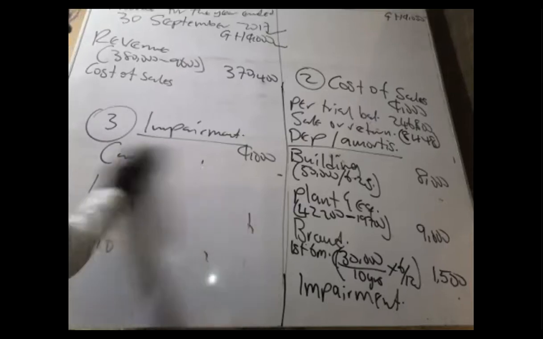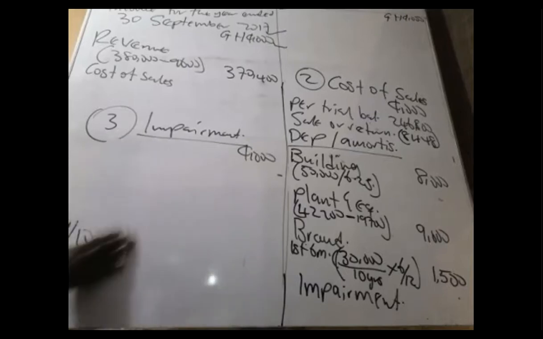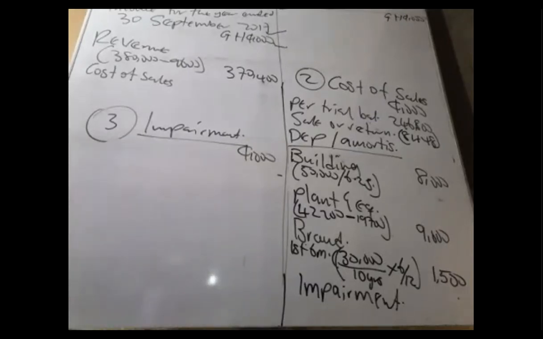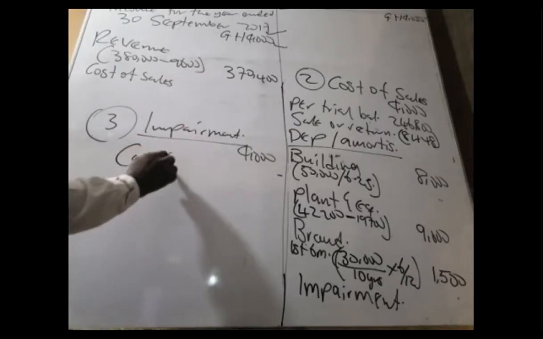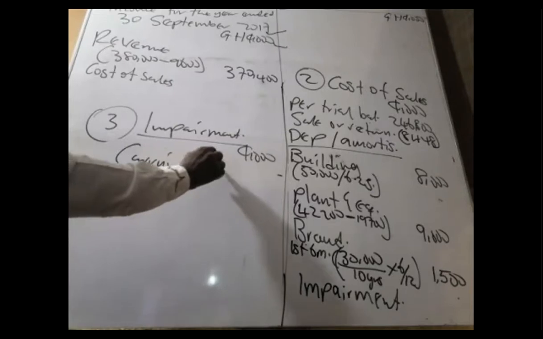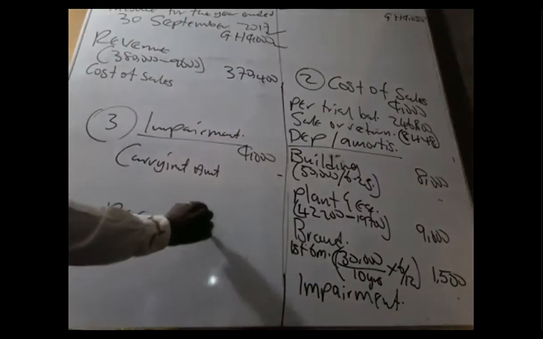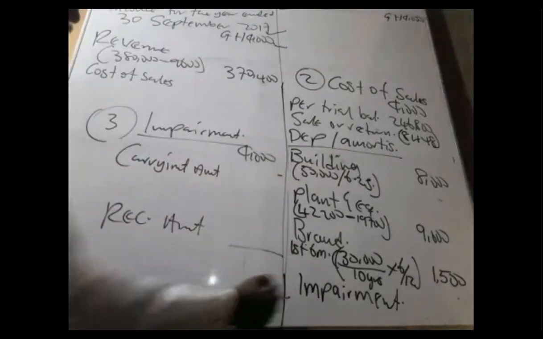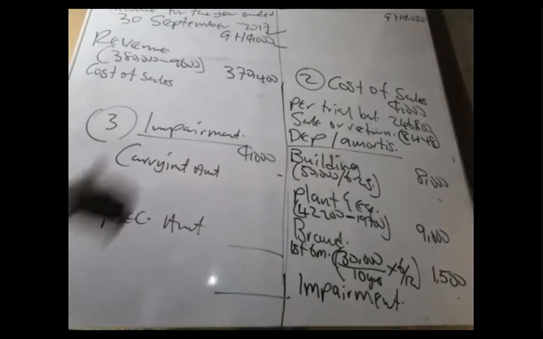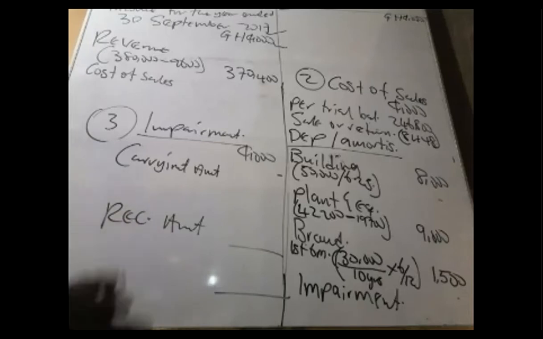Okay, great. For this question, the issue was the cost of sales. For impairment, you need two items: the current amount versus the recoverable amount. That is all. That is the impairment test. The difference becomes the impairment. So how do you get the current amount? Go to the footnotes. The impairment was conducted 6 months before the year ended.